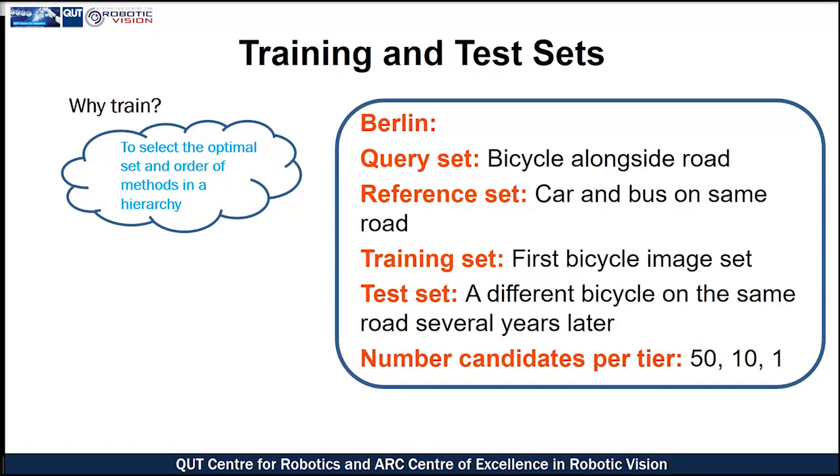For the Berlin data set, our query set is a bicycle riding alongside a road in Berlin. The reference set is a car and a bus on the same road. To vary between our training and test, we use the same reference set, but we generally change the query. So we have one bicycle as the training set, and the test set is a different bicycle on the same road, but a different year.